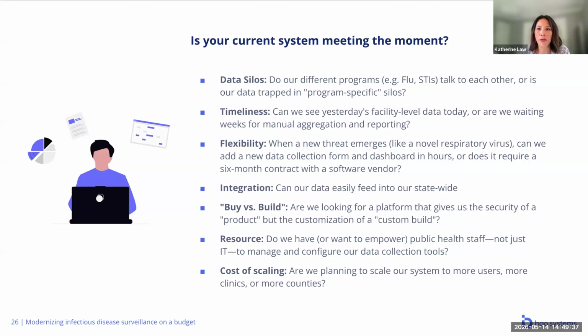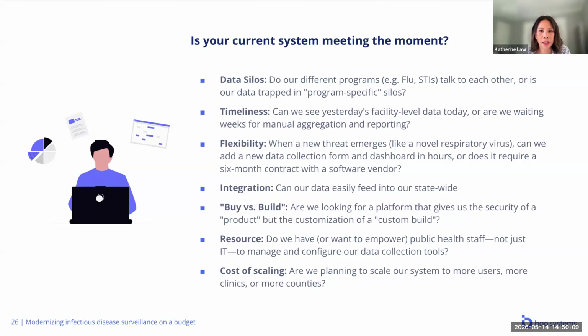So let's quickly look through the obstacles we've discussed. First, data silos. If your different programs like influenza or STI surveillance are trapped in separate systems, are you wasting the specialized skill sets of your epidemiologists on manual data reconciliation? DHIS2 solves this problem by collecting different types of data, whether it's aggregate, cross-sectional, or longitudinal data models, into a single repository, as well as the ability to scale and add new programs as needed.